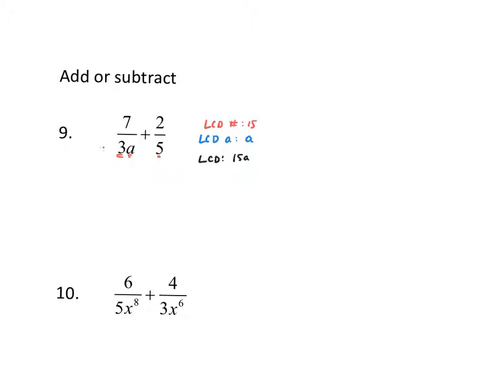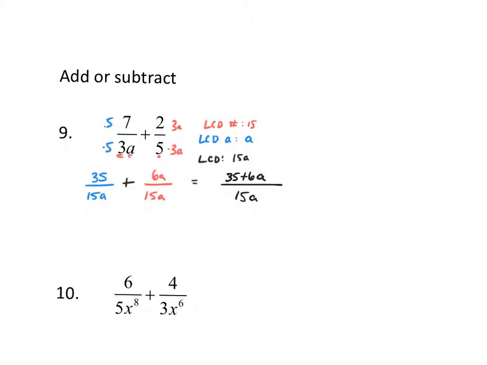On this side here, I'd want to multiply this by 5 on the top and the bottom, which gives me 35 over 15 times A. And on the other side, I just need to multiply this by 3A, because 5 times 3 would give me 15, and then it already has an A attached to it. After I get a common denominator, once these are the same, I keep my denominator and I add their numerators. So I'd have 35 and I'd be adding 6A.